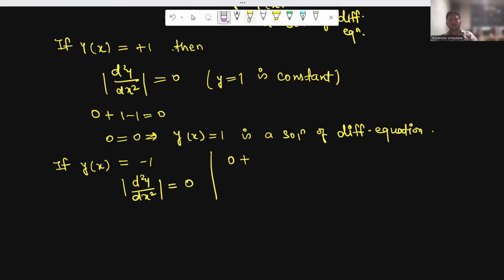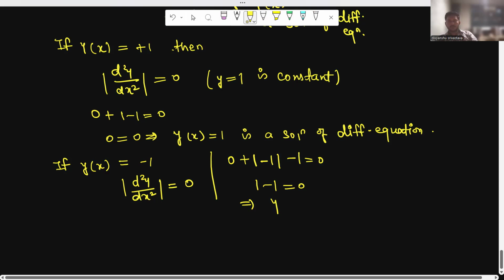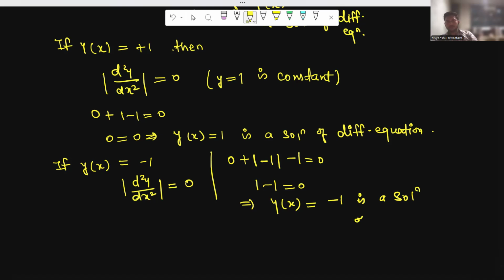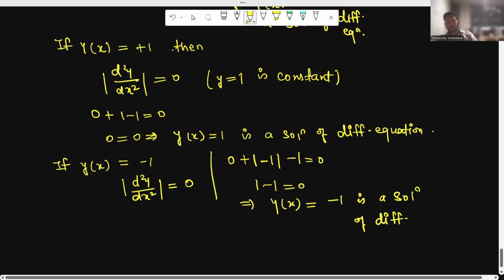Here a modulus part is already given. Minus 1, and the modulus changes into plus 1. So minus 1 plus 1 equal to 0. Therefore, it implies y(x) equal to minus 1 is a solution of the differential equation. Hopefully you understand this better.